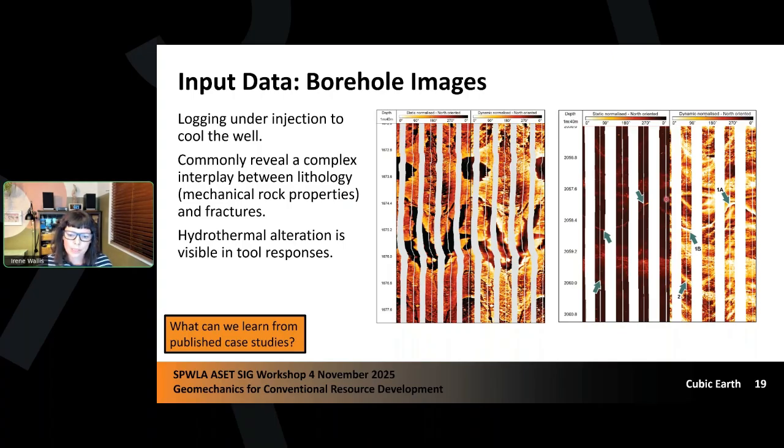What we also do see is alterations. So on the right-hand side, we see bright haloing around fractures that are most likely pyritized, so attracting current from the tool. So all of these things need to be unpicked when you're dealing with this primary data.